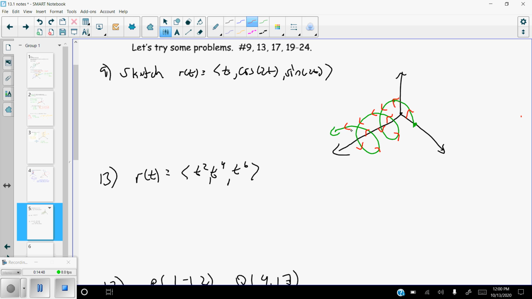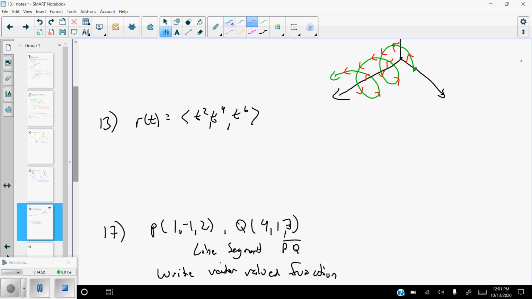And that's it. That's just a really general sketch. Number 13. Other than the fact that these values are going to get really big really fast, it's not really hard to sketch this one. If we start at 0, pretty easy. r of 0 is 0. r of 1 is going to be at the point (1, 1, 1). So 1 this way, 1 that way, 1 that way. So (1, 1, 1). This is where the rest of it starts to get really big really fast.